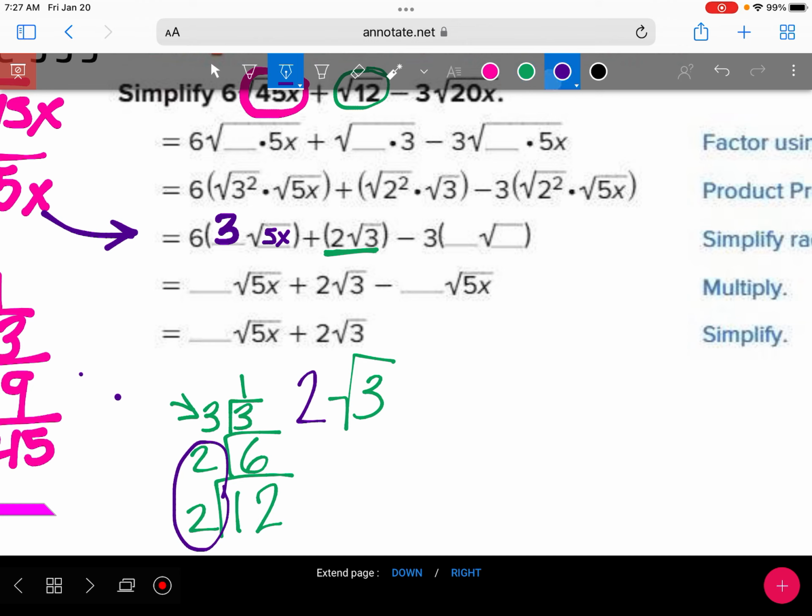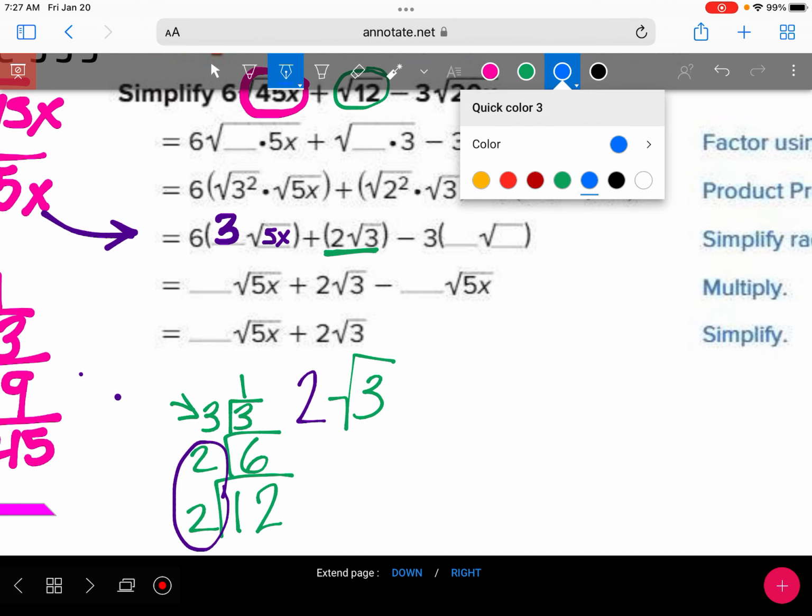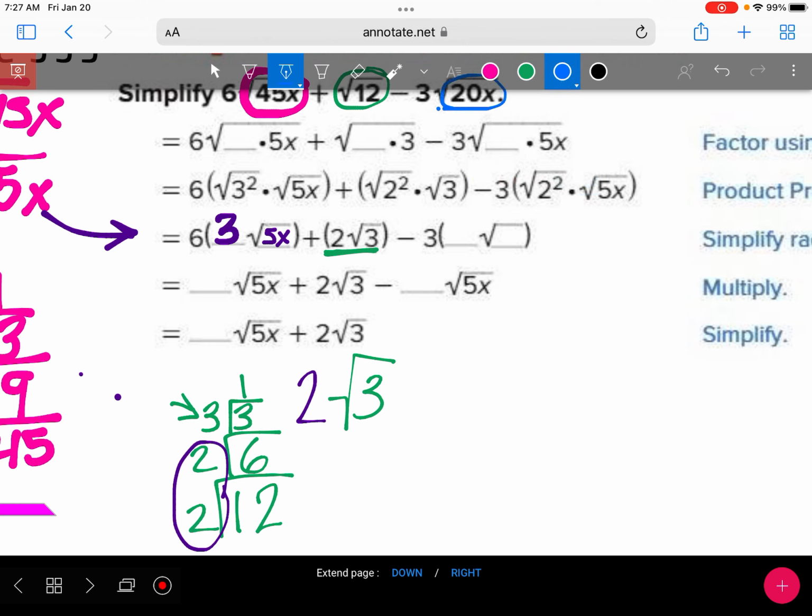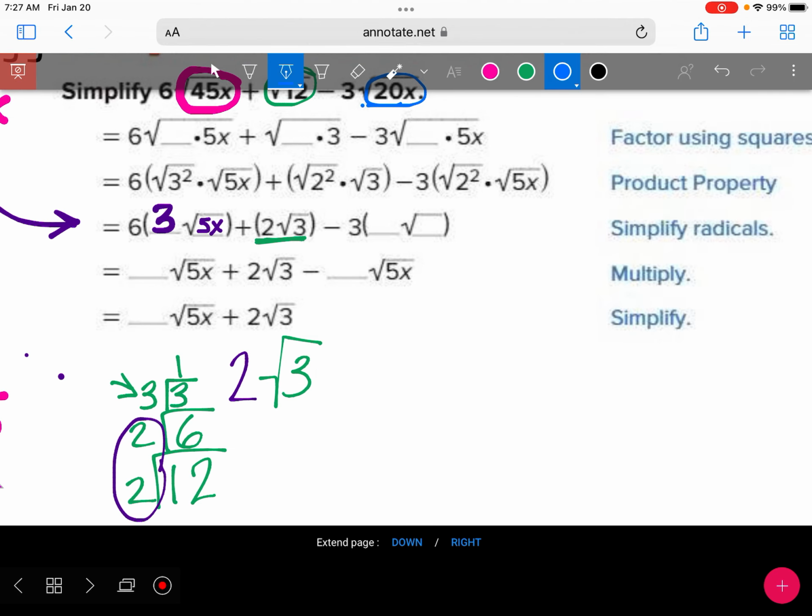And then we have one more of these. We're going to do this 20x. So let's take our 20 and birthday cake it. What's a prime number I can take out of 20? 2. Leaves me with 10. What's a prime number I can take out of 10? 2. Leaves me with 5. What's a prime number I can take out of 5? 5. So when we put this in our simplified radical form, what goes outside?